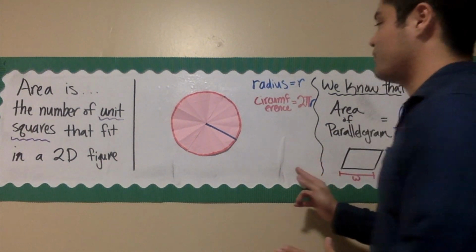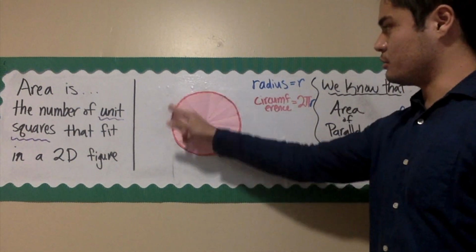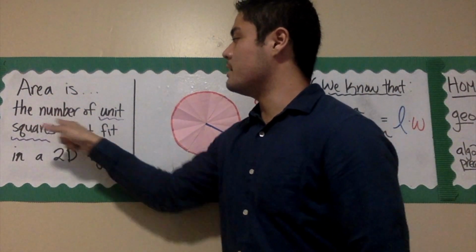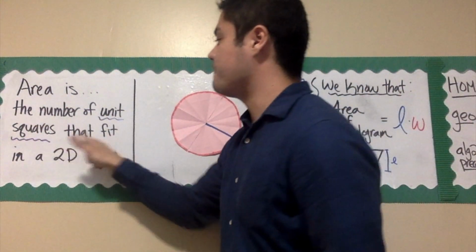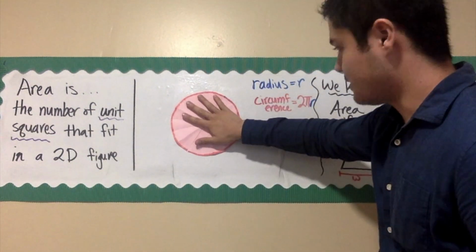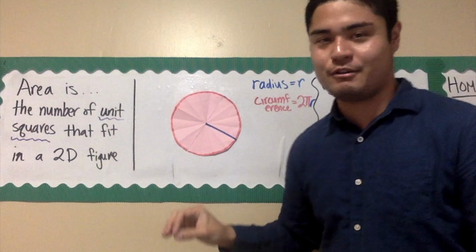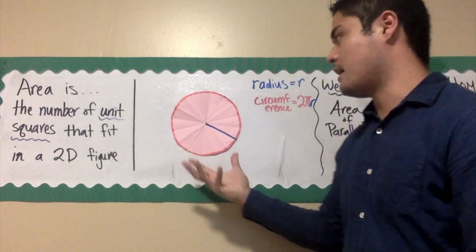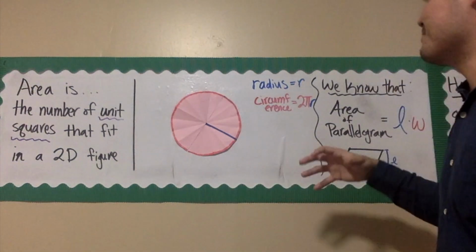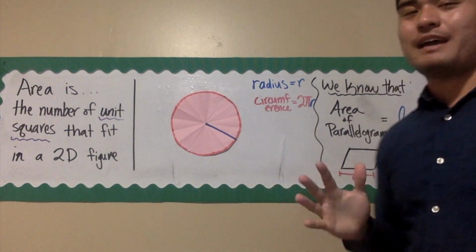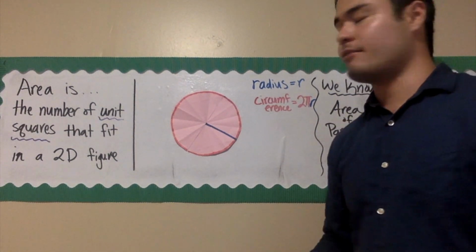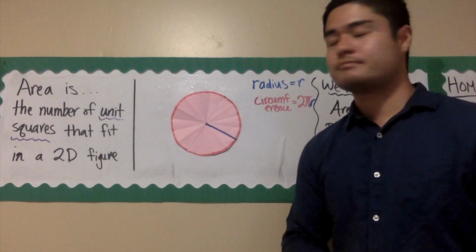So the last shape that we're going to find the area for is a circle. And a reminder of what area is. An area is the number of unit squares that fit in a two-dimensional figure. Now, I didn't draw grid lines on the circle because it will be really hard to count how many squares there are in the circle because the circle's round. But what we're going to do is kind of like what we did with the triangle, use transformations to determine what the area is using what we already know.